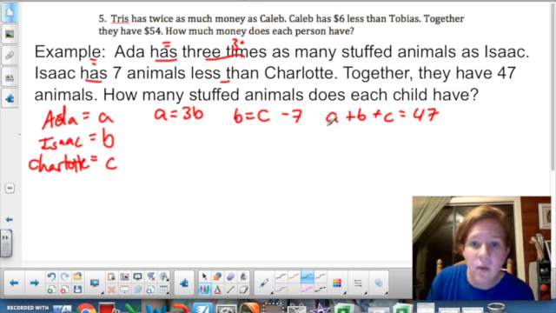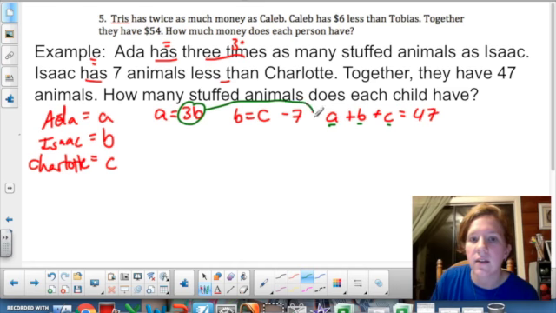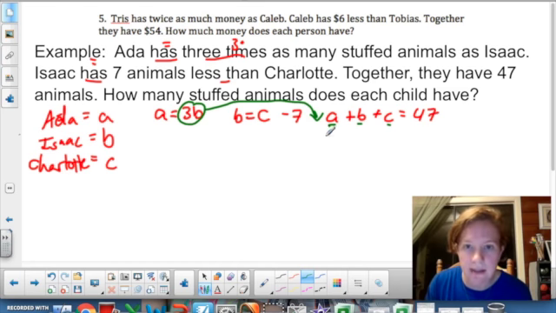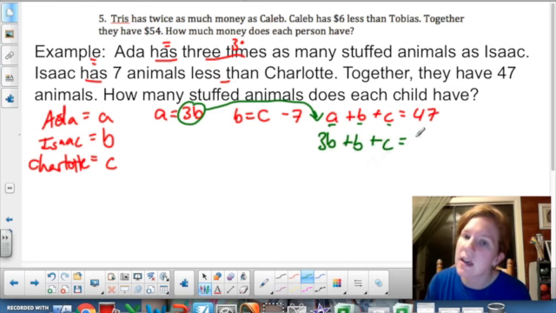I have this equation that's written with A, B, and C, and I clearly know that A is equal to 3B. So let's see what happens if I take this 3B and I substitute it in for that A, because I know that A is equal to 3 times Isaac. So 3B plus B plus C equals 47. That's closer to being all in terms of the same variables, but I've still got this one C here.